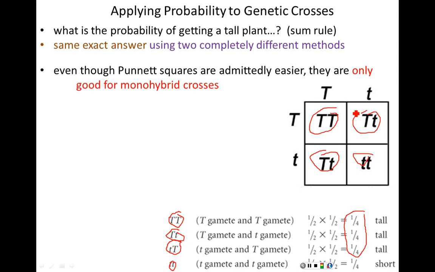Are Punnett squares easier for monohybrid crosses? Yeah, there's no doubt about it. And you should use Punnett squares for monohybrid crosses because they're easier and more straightforward. But Punnett squares are much more difficult for dihybrid crosses and above.